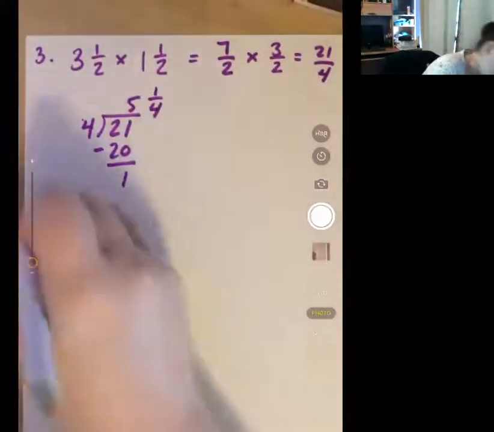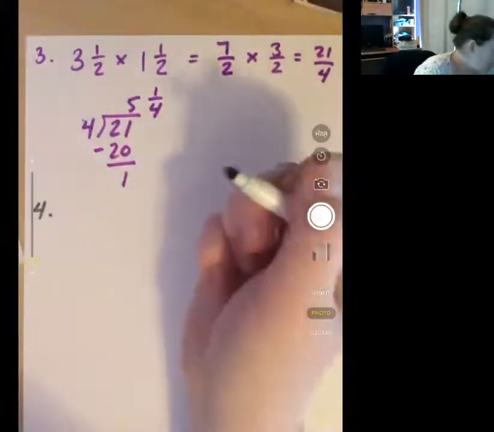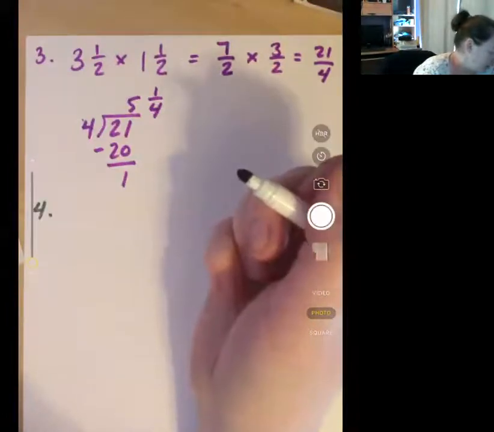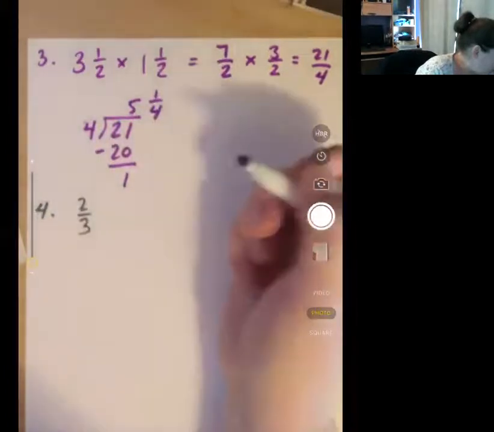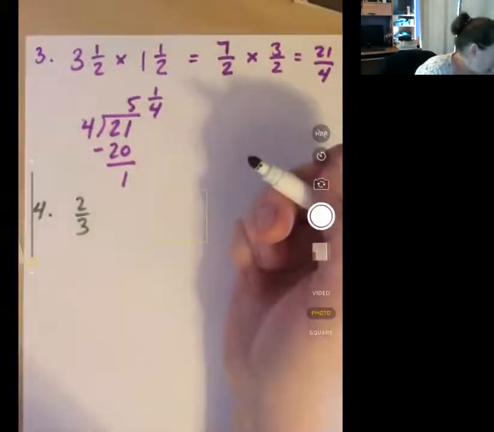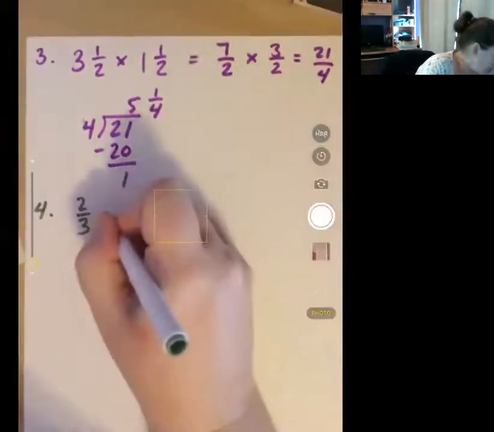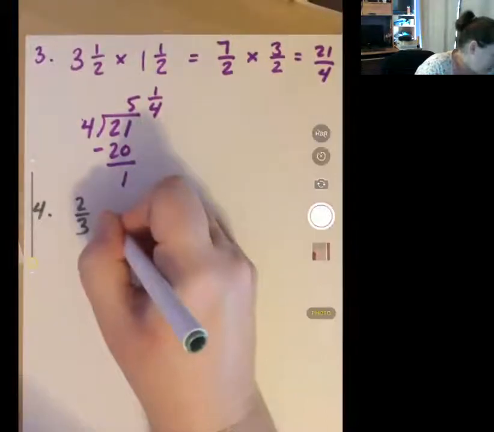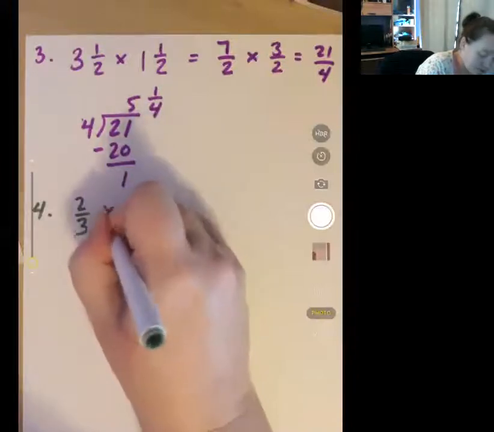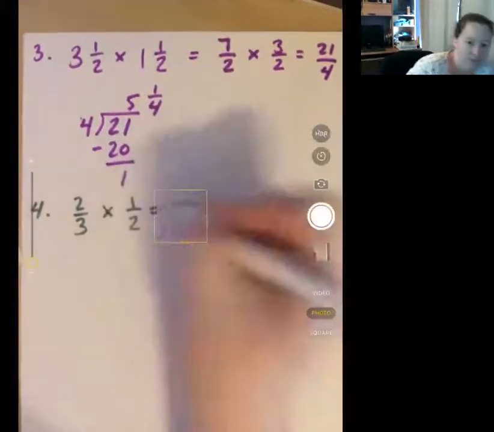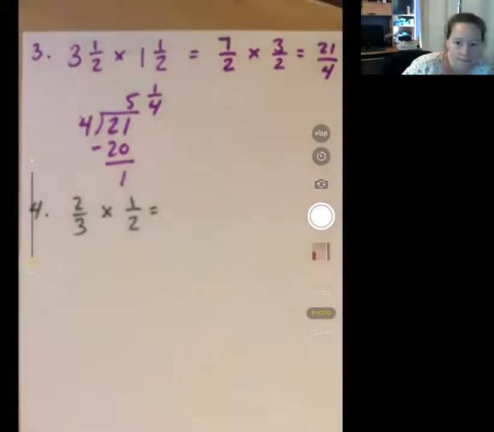Number 4. Tim and Sue share a small pizza. Tim eats 2/3 of the pizza. Sue eats half as much pizza as Tim does. What fraction of the pizza does Sue eat? So half as much. Okay?